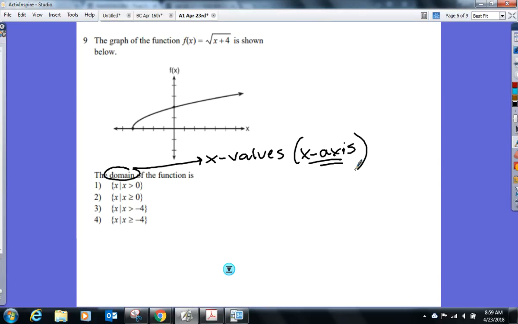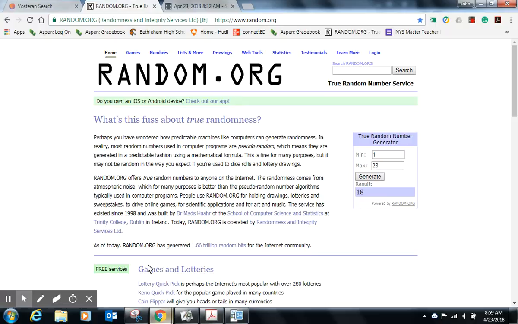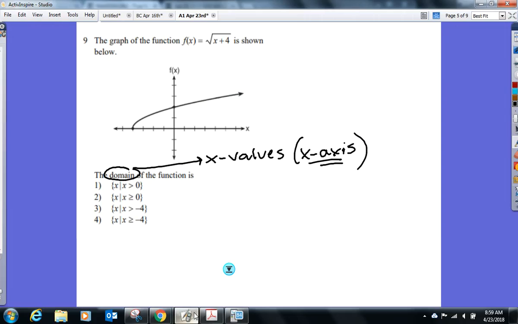Where does this graph start on the x-axis? I don't care about the y. Where does it start on the x-axis? At -4. All right, so 1 and 2 are out. Now the difference here, it's getting greater, right? All the x values, it's getting greater.